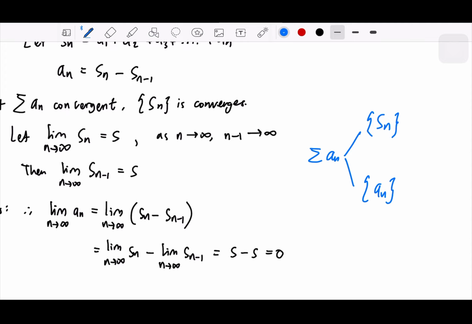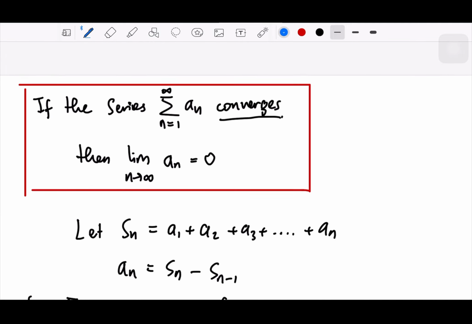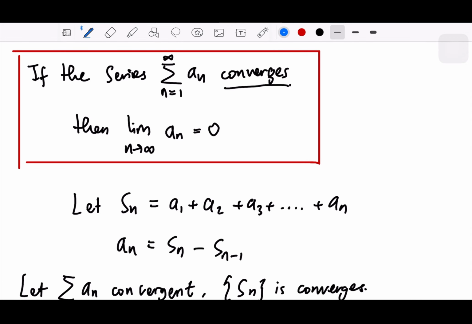Okay, but remember, this theorem, we cannot reverse this theorem. For example, if the limit of the sequence is 0, then the series converges. It's not always true. But if we say the series of this an converges, then it should be true that the limit of the sequence is 0. Okay. So we cannot reverse this theorem. So we need to make sure that the series is convergent first. Then we are sure that the limit will be 0. Okay.